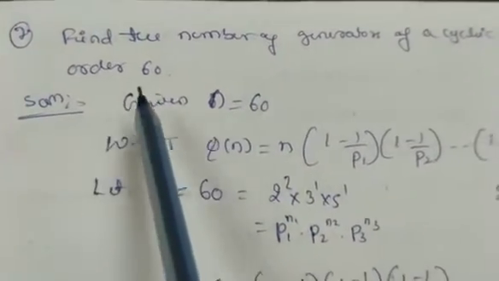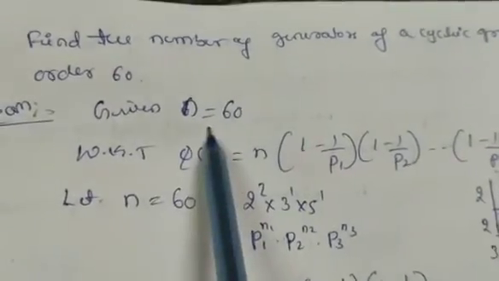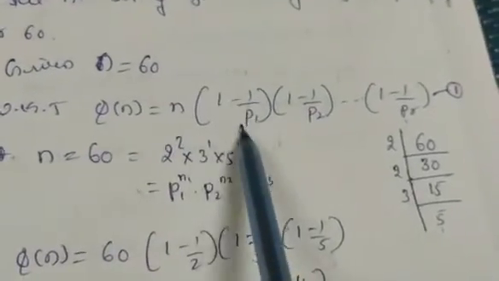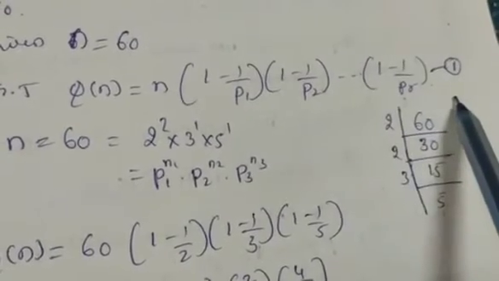Let us take one more example. Find the number of generators of a cyclic group of order 60. Here n is equal to 60. Again, phi of n is equal to n into 1 minus 1 by p1 into 1 minus 1 by p2 etc. up to 1 minus 1 by pr. Take this as equation number 1.